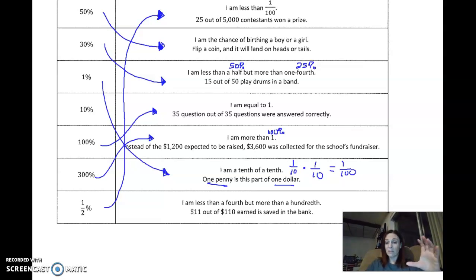Remember we said a fourth is 25%. So less than that, but more than a hundredth. Well, what's a hundredth? Right here, a hundredth, it's 1%. And what we have left is 10%.